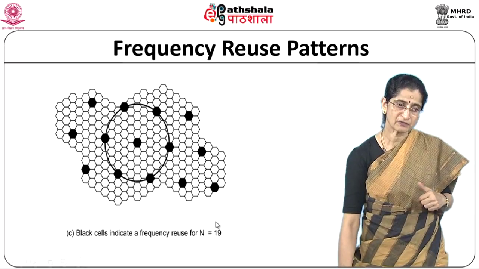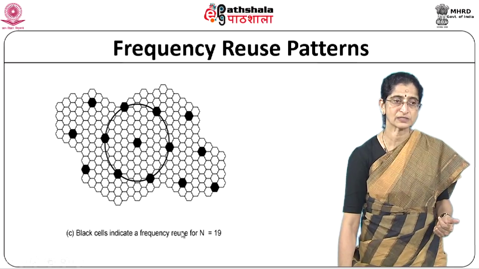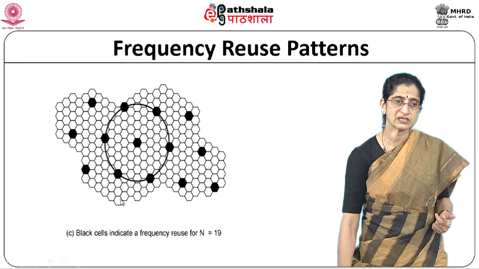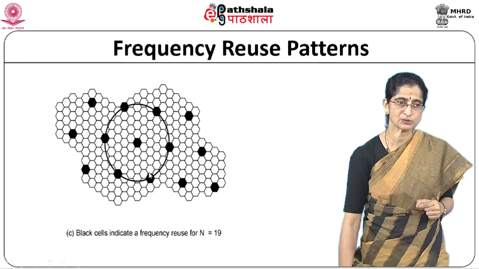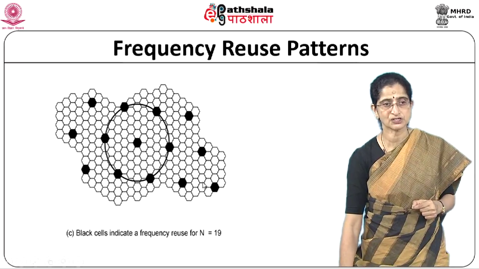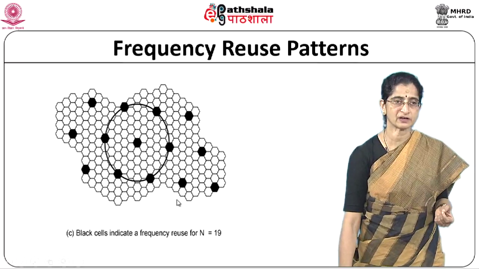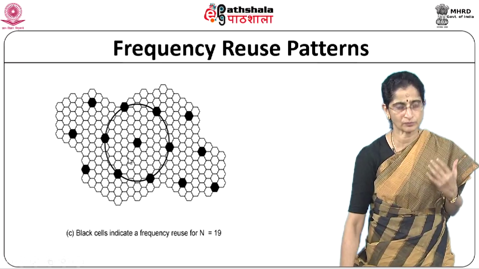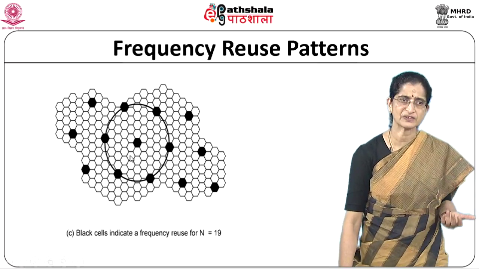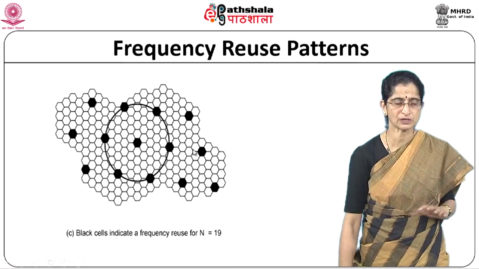So, you can see that if I use an even larger value of n, let's say n equal to 19, the distance is even larger, right? For instance, the black cells indicate the ones using the same frequency. You can see that they are all further away by a much larger distance. So, you can choose different reuse patterns depending on the kind of traffic that you have, how many frequencies are available, and how you want to distribute them, and so on. Okay, but this is the basic idea.